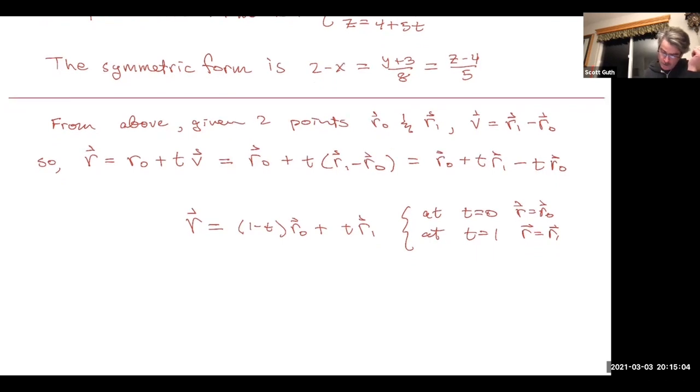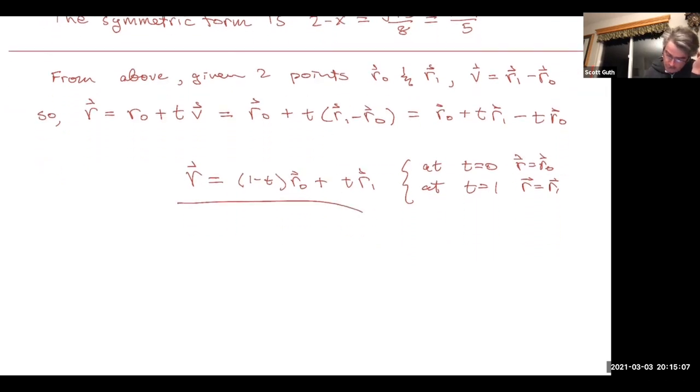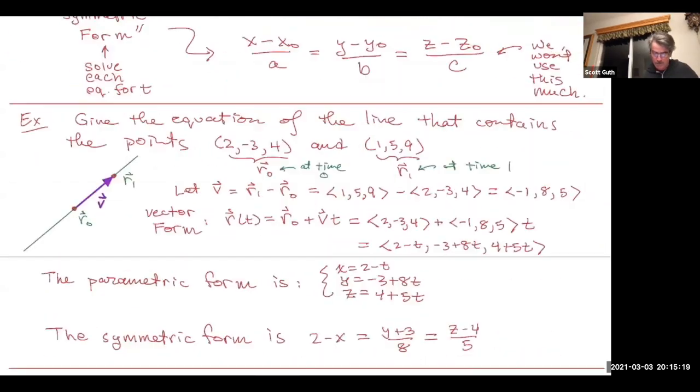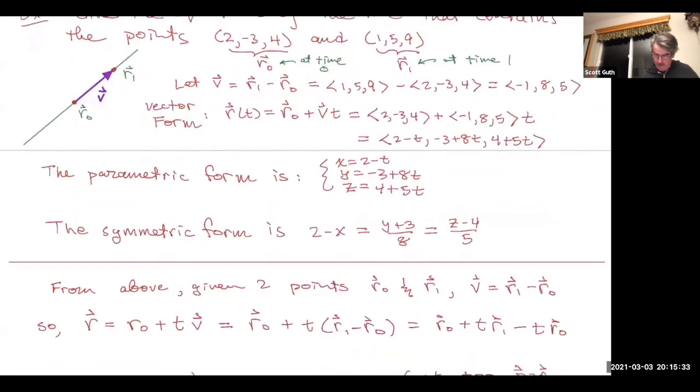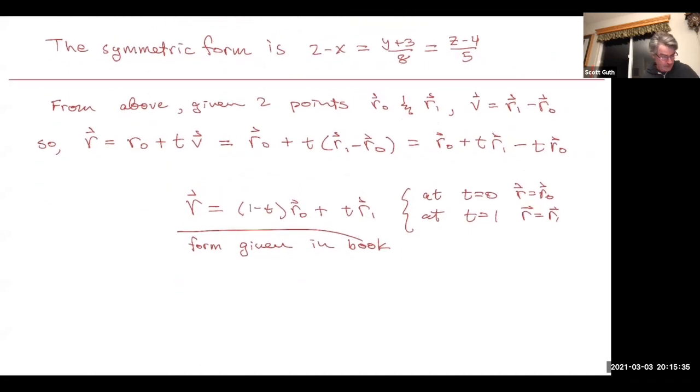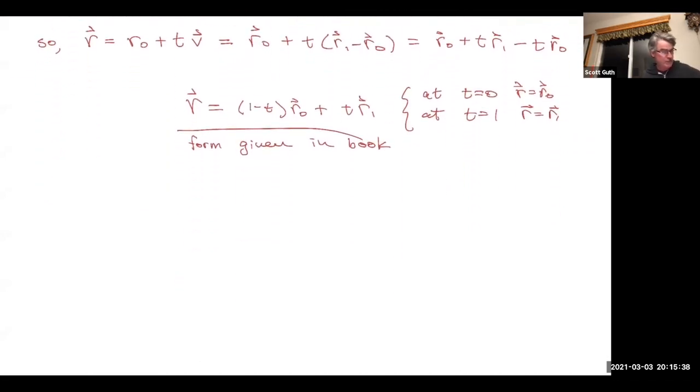Okay, any questions? So this is a form given in the book. You don't need to remember that. My attitude is as long as you know that first one I gave, this one up here, that's really the only one you really need, to me, everything comes from that. I don't think you should get too wound up about all these different forms they give, because it's almost too many different ways to do the same thing.